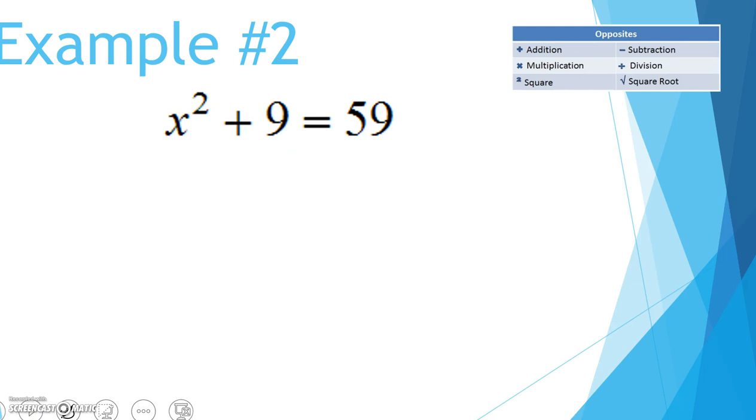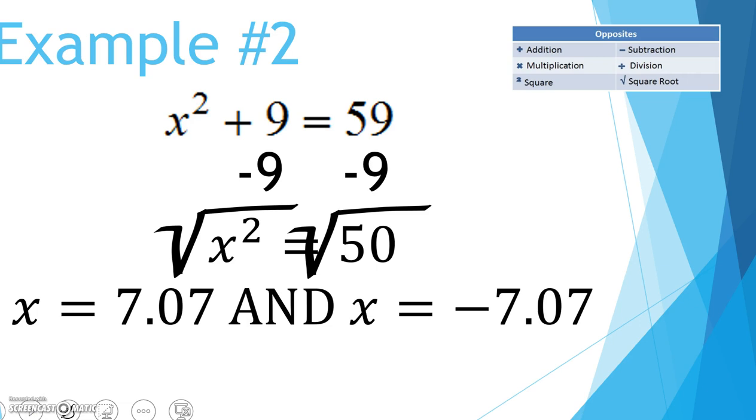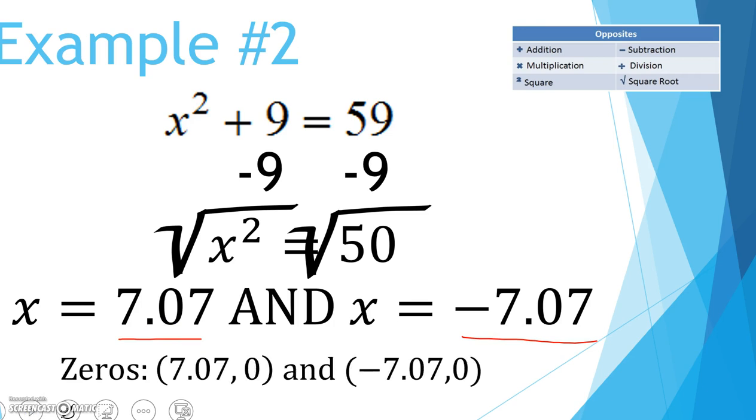Alright, let's look at this one. x squared plus 9 equals 59. So we're going to get x squared by itself. The opposite of adding 9 is subtracting 9. So we're going to subtract 9 from both sides. So we'll have x squared equals 50. Once we get that x squared by itself, we'll take the square root on both sides. Alright, again, we'll type square root of 50 in our calculator. You're going to get x equals 7.07. And then we also want the negative, so x equals negative 7.07. So when we write these as ordered pairs, we'll have 7.07, 0 and negative 7.07, 0.